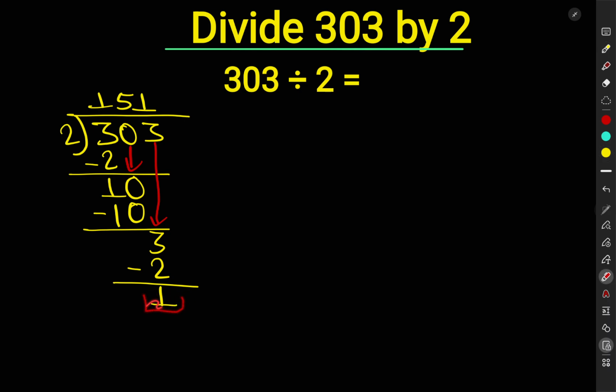So now this 1 is less than 2 and there is no other number beside. So we put here decimal so that we take 0. So now it became 10 and 2 times 5 means 10. On subtracting we get 0. So 303 divided by 2 is 151 decimal 5.